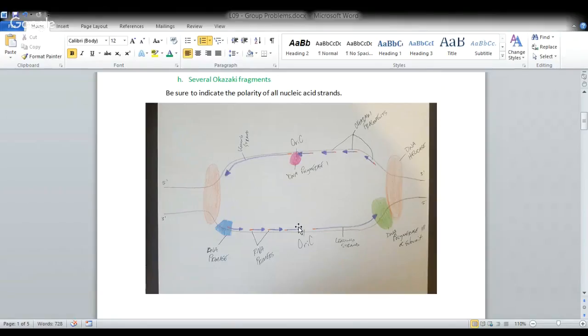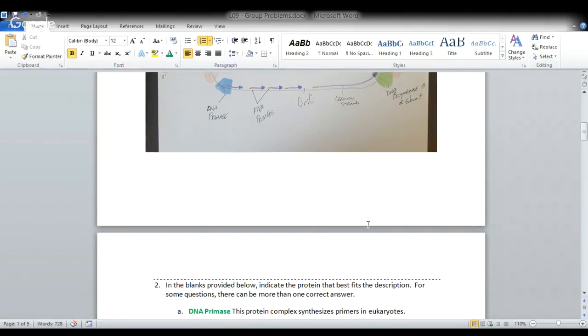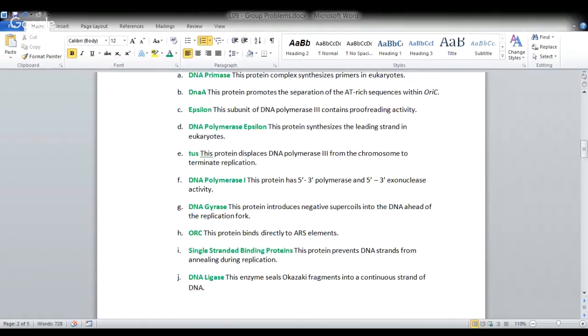Right here, we have our ORIC, our origins of replication. We have these little reddish orange pieces, which are RNA primers. And we have this little blue square, and that's our DNA primase, which is basically just synthesizing RNA sequences. And we have our DNA polymerase 3, which is proofreading and doing its thing over there.